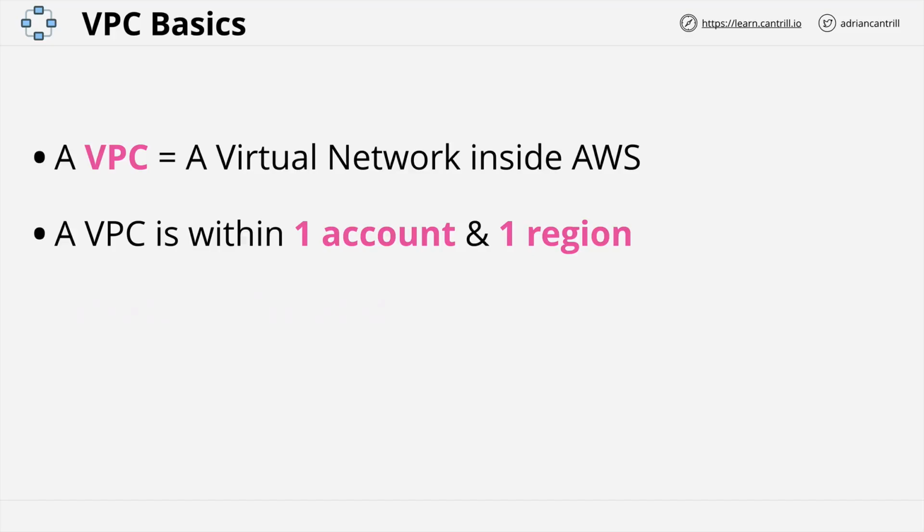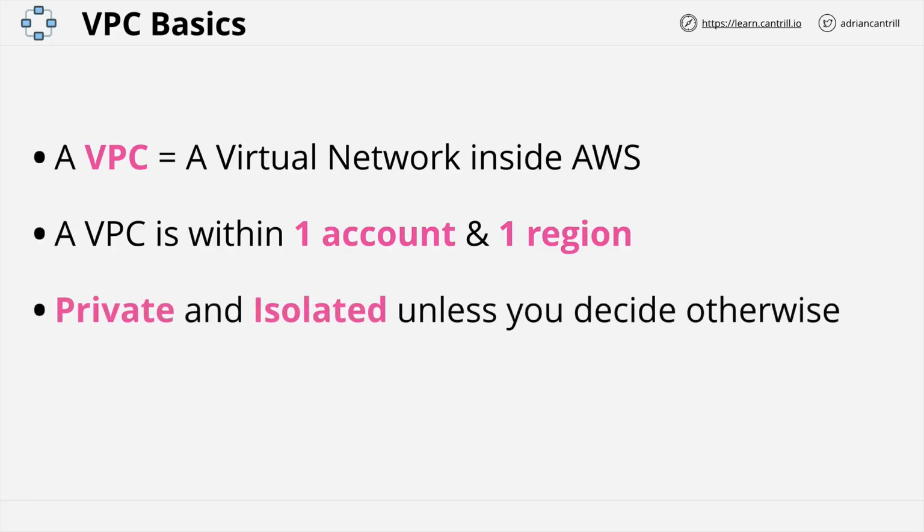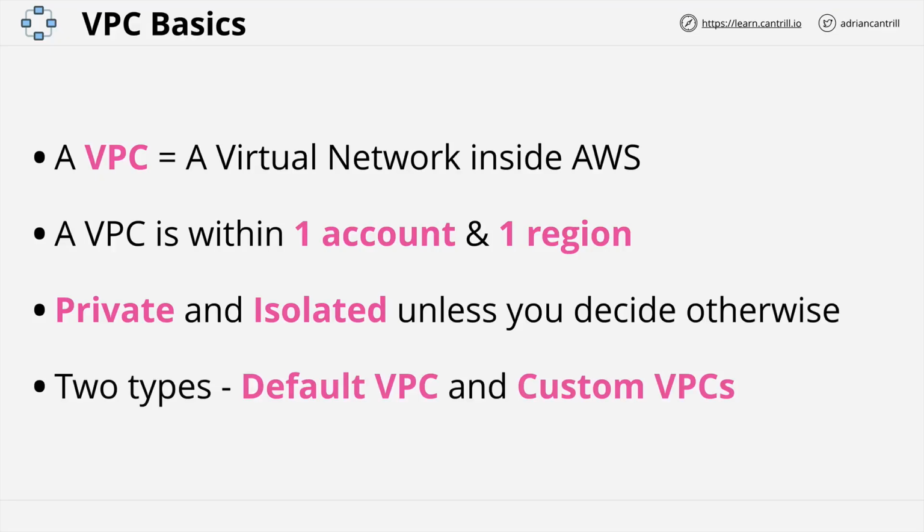Now, a VPC, by default, is private and isolated. Services deployed into the same VPC can communicate, but the VPC is isolated from other VPCs and from the public AWS zone and public internet. That's, of course, unless you configure otherwise. Now, there is one exception to this: the default VPC. There are two types of VPC available inside a region. The default VPC, of which there is a maximum of one per region, and custom VPCs.